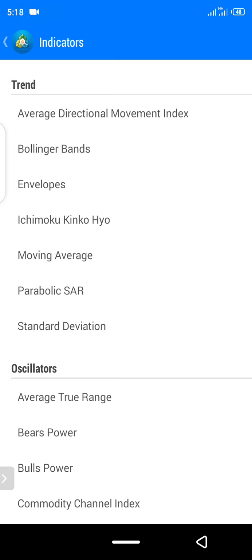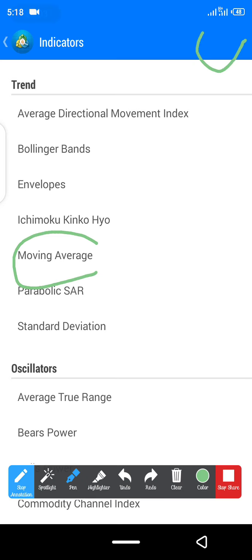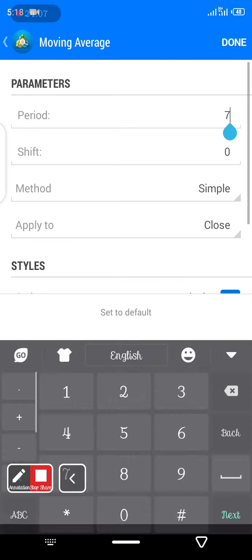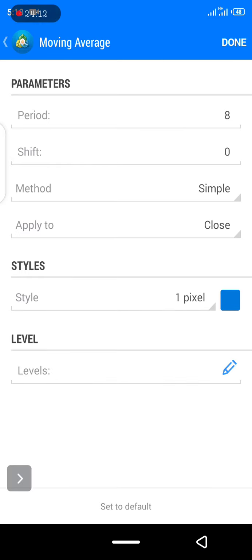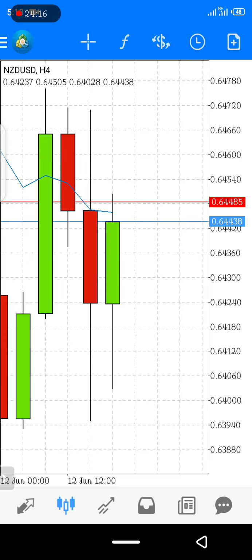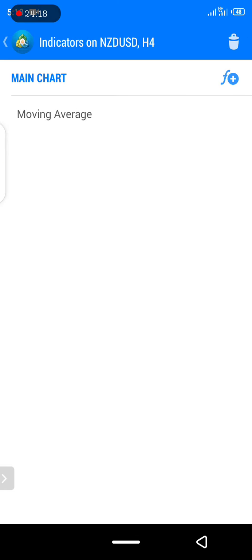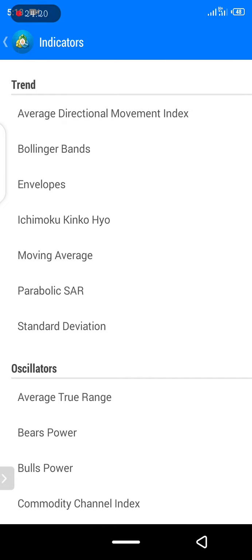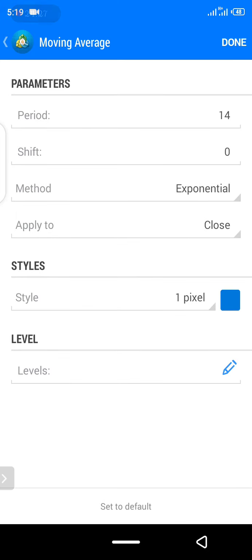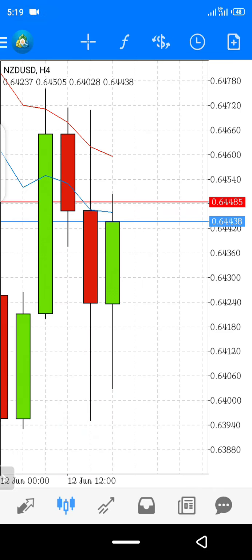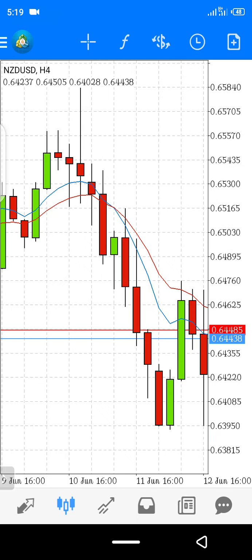See, moving average here, moving average here. Touch my moving average. 8, exponential. I'm done with it. I go back again. I click on this. Get to moving average. I put 14. What do we do again? Red. And my moving average here. I'm ready to trade with my moving average.